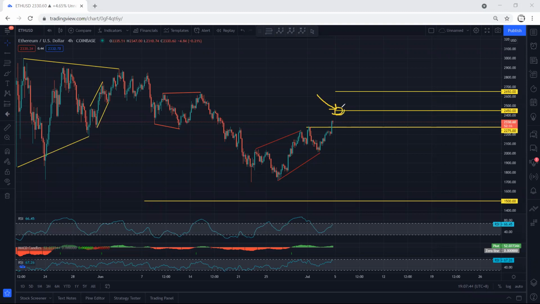This is the first level we're looking for, and the next one is 2650. That means if you're looking for a buy trade based on the 4-hour chart, even based on the 1-hour chart, in the bigger picture, we need to see the breakout of 2450. Right now, based on the 4-hour chart, we don't have any trade setup.